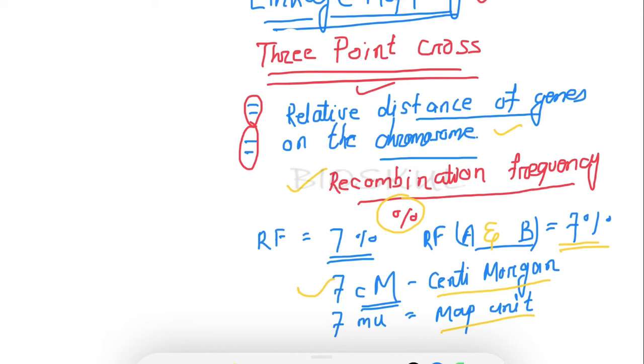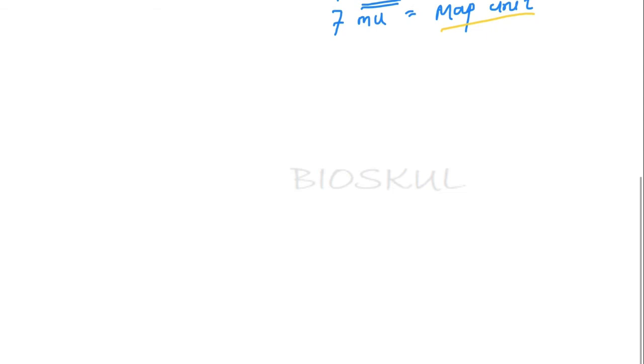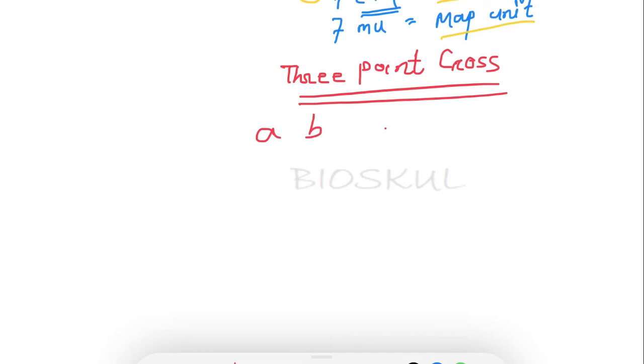Now we will discuss the three-point cross. The three-point cross is used to find out gene order and also the distance between the genes. What is the distance between the A and B genes, B and C genes, and also the distance between A and C genes on a chromosome? By using the three-point cross, we will find out the gene order on a chromosome, and also the distance between the genes. I will make you understand this three-point cross by an example.